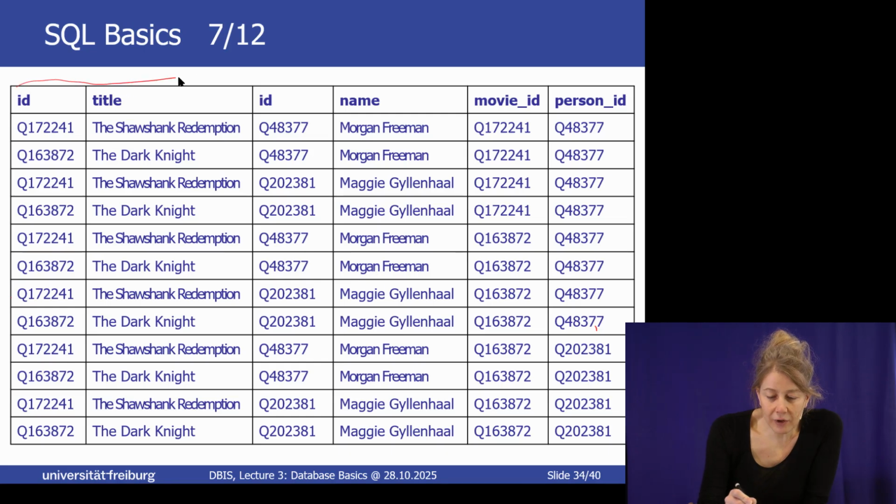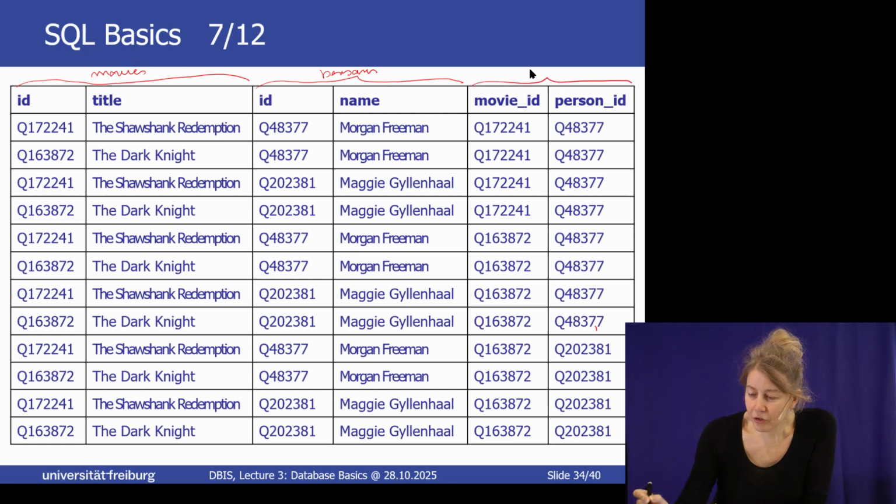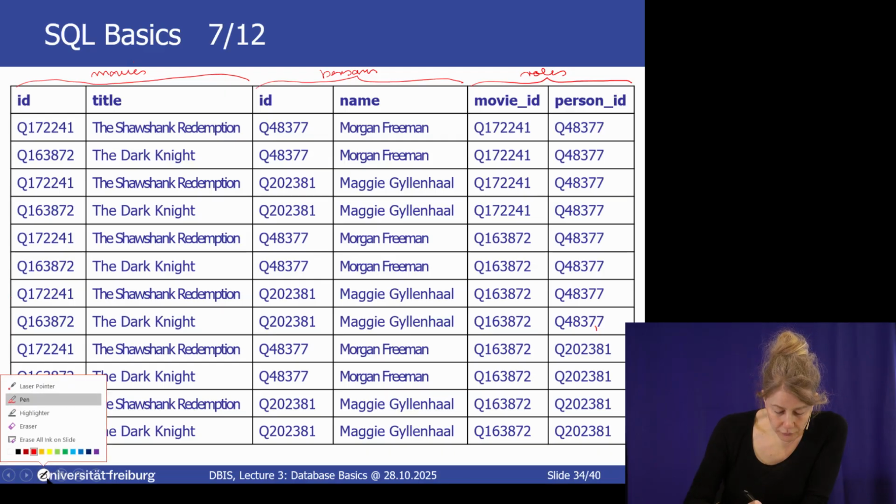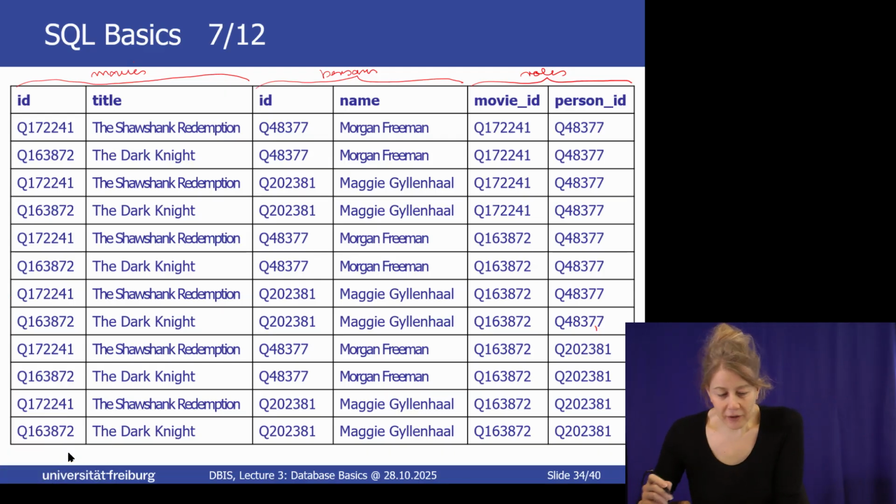Okay, and let me just write that here. That's movies. Just to make sure that we know where. And this is persons. And you can already scan the table and find the matching rows. And that's also what the database system does. Let me maybe do it this way. So is this row, yes, this row is a match.